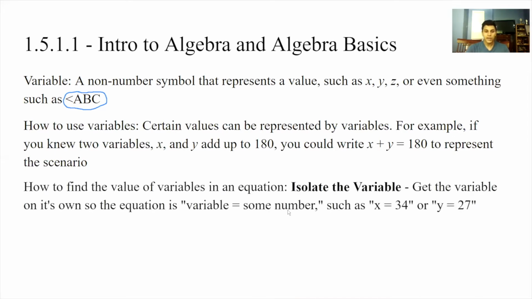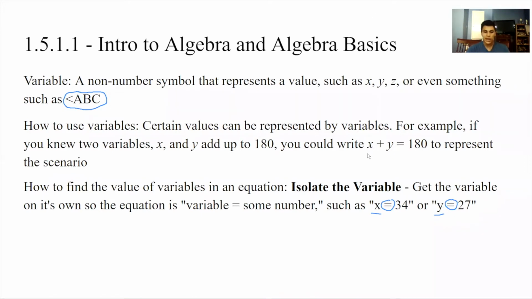So the way that we find the value of a variable in an equation, if we don't know what it is, is something called isolating the variable, which means that we need to get the variable on its own side of the equation. So the format of the equation is variable equals some number, such as x equals 34 or y equals 27. In both of these examples, we have variables, which are x and y, and the equals sign, which is always in the center, and then some number, which are 34 and 27. And we simplify very complex equations down to this in order to find the values of those variables.